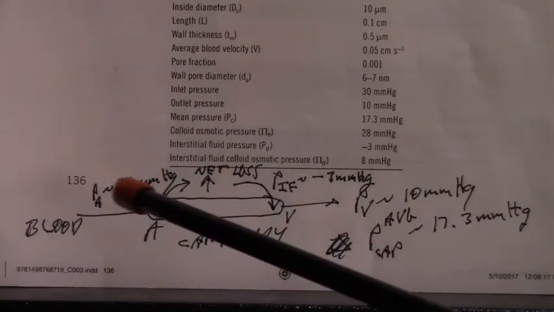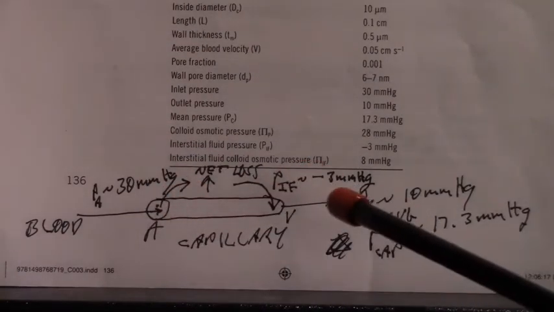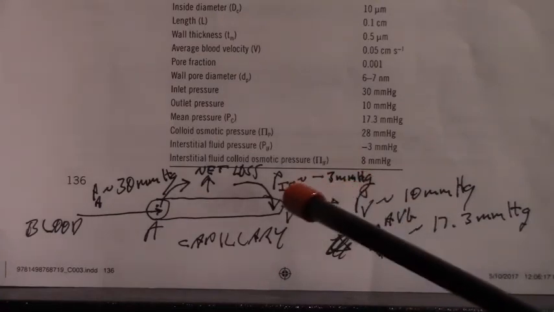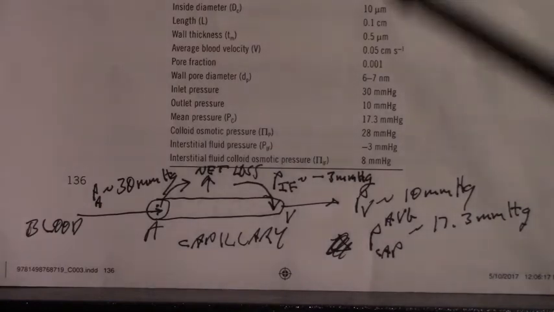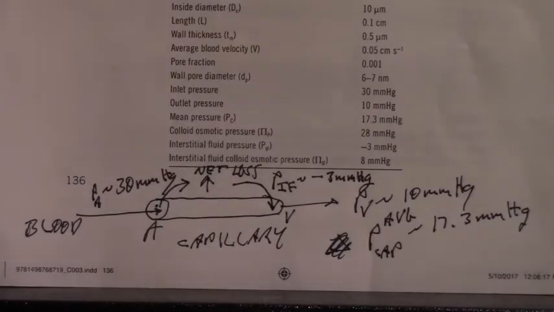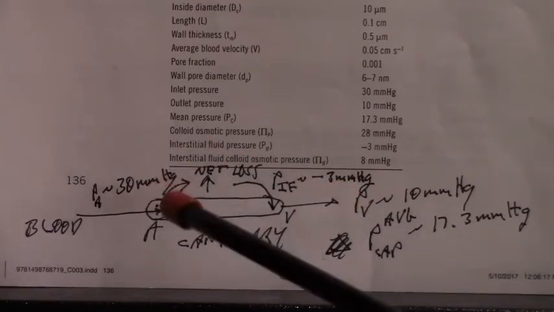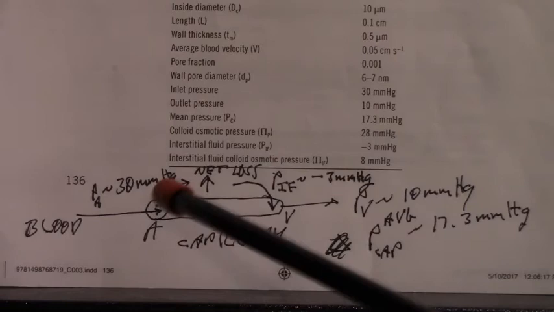Now the blood flows through the capillary, and the pressure in the interstitial fluid is only about -3 millimeters of mercury. So it's interesting that the interstitial fluid pressure is actually subatmospheric, and these are also gauge pressures, not absolute pressures. If you wanted the absolute pressure, you'd have to add 760 millimeters of mercury to each of these pressures that I'm giving you.